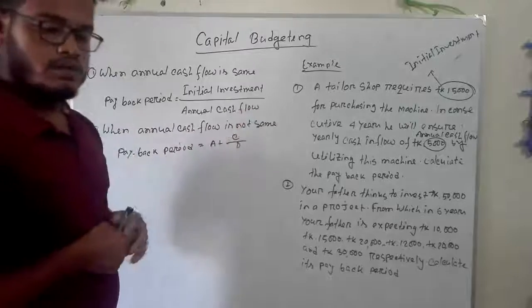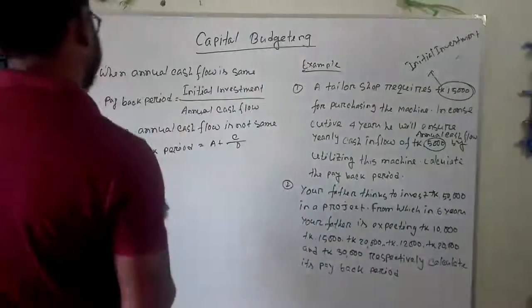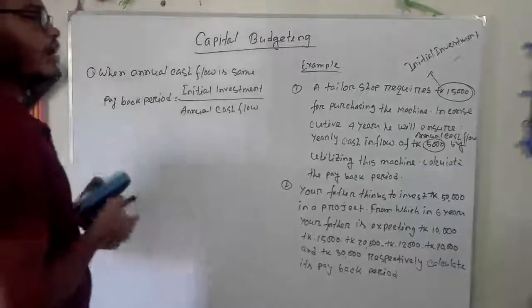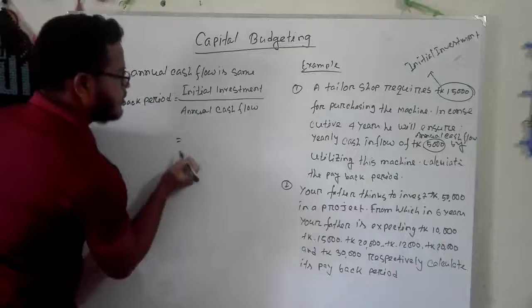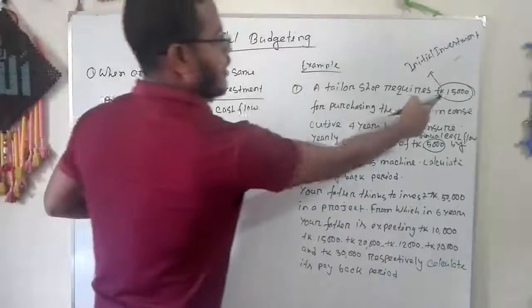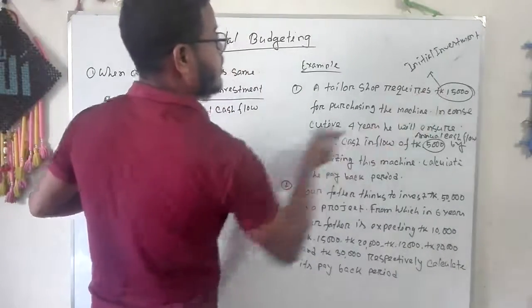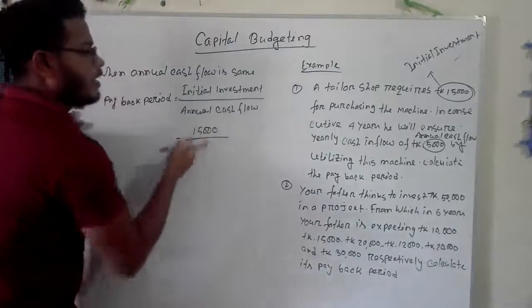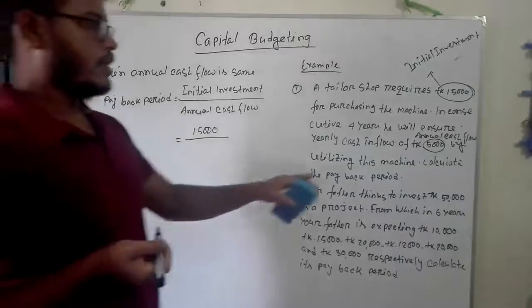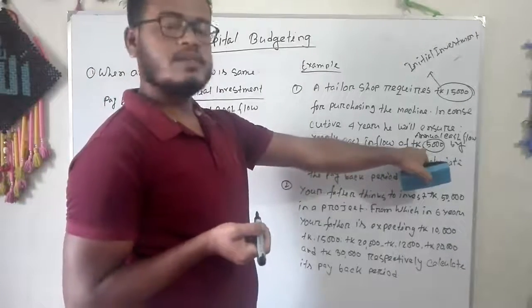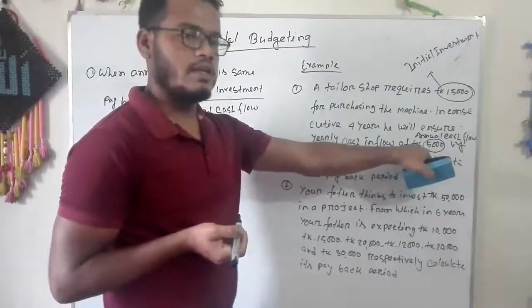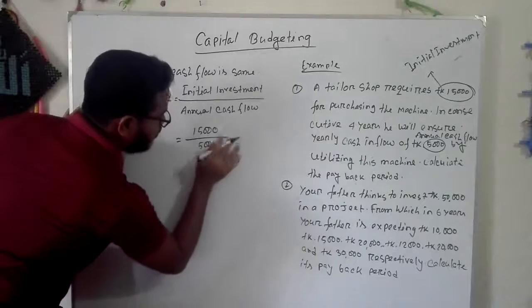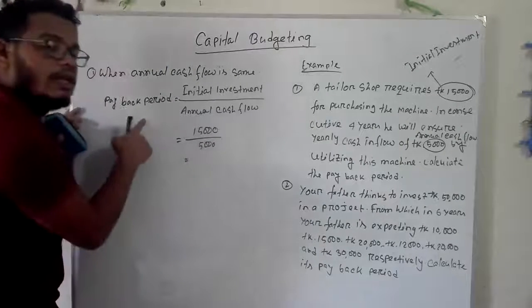The first example. Now I put the values in the formula. Here, the initial investment in the first example is 15,000 taka. So 15,000 taka divided by annual cash flow. Dear student, here the annual cash flow for each year is 5,000 taka. So now I am applying the 5,000 taka. Then I will easily get the payback period.